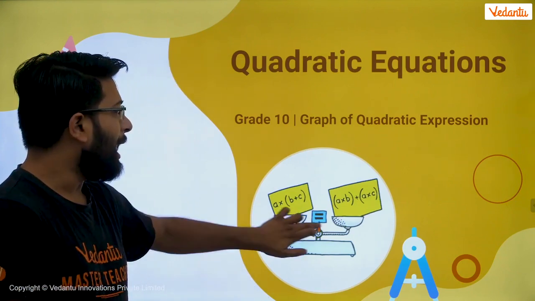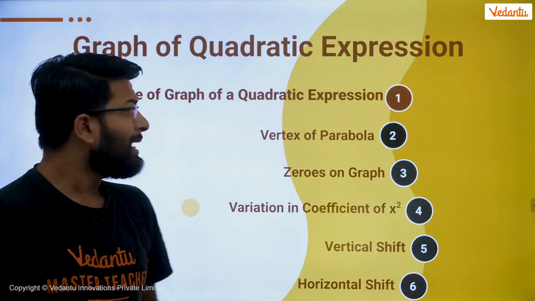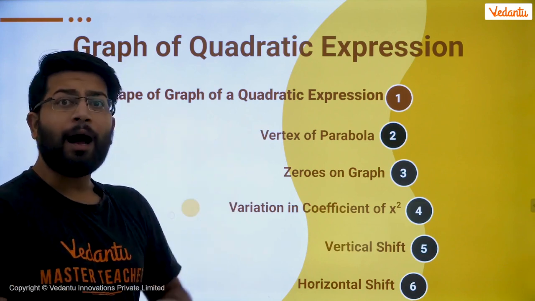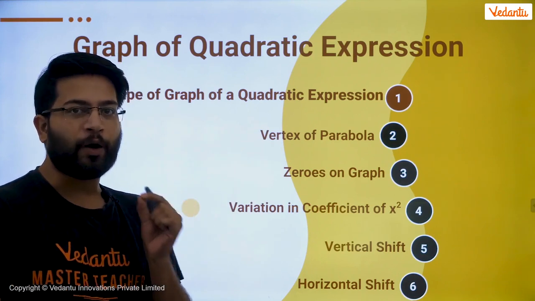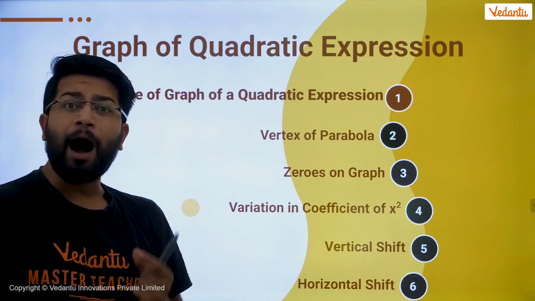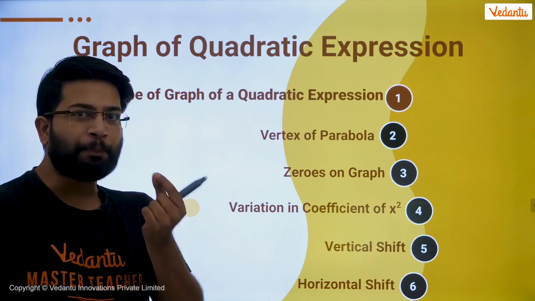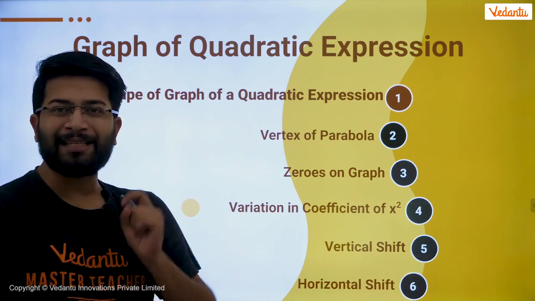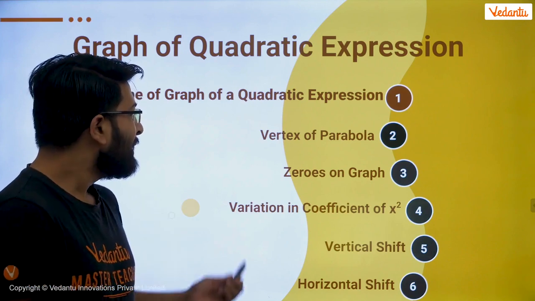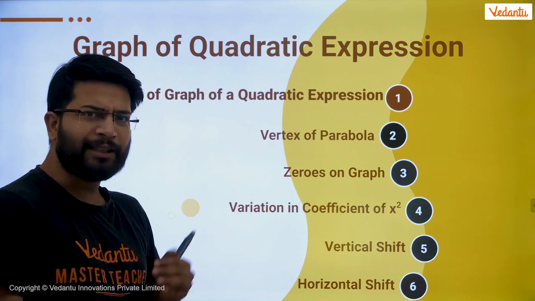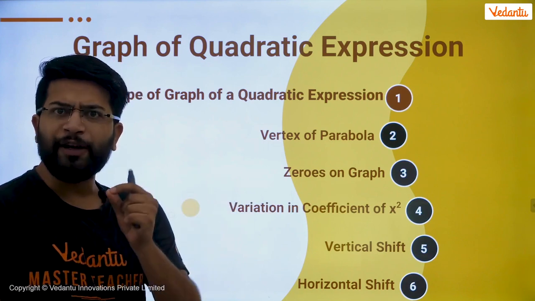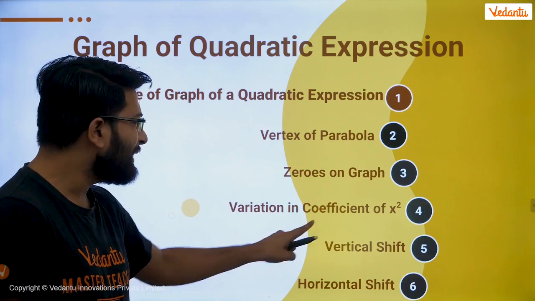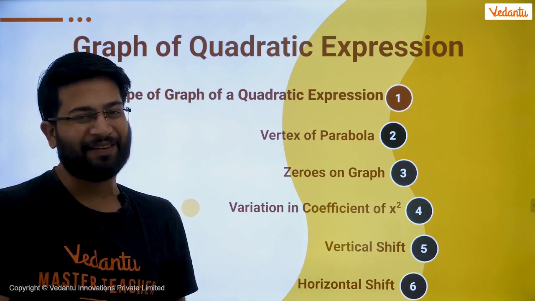So in today's class, champ, we will see how we can draw and decide what the graph of any quadratic equation is, and on the basis of which property we can analyze the graph. Then we will see what effect it has on the graph if we change some parameter, and then we will see some vertical and horizontal shifts also.